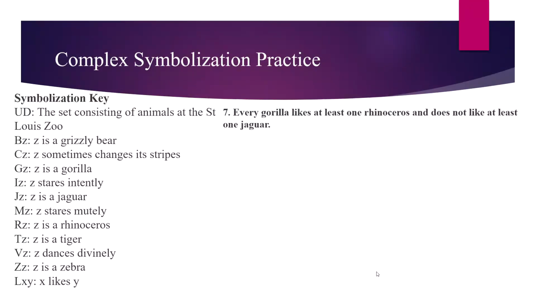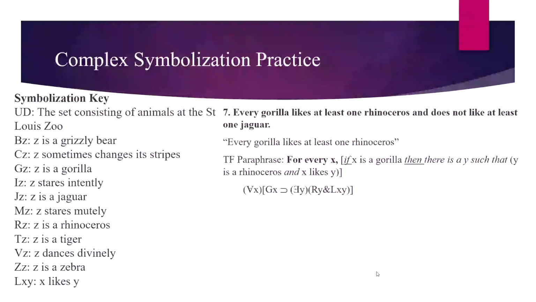Now we have every gorilla likes at least one rhinoceros and does not like at least one jaguar. So the first part of this is really easy, right? Every gorilla likes at least one rhinoceros is something we just did. That was just our last problem. So it looks like this, right? For every X, if X is a gorilla, then there is a Y such that Y is a rhinoceros and X likes Y.